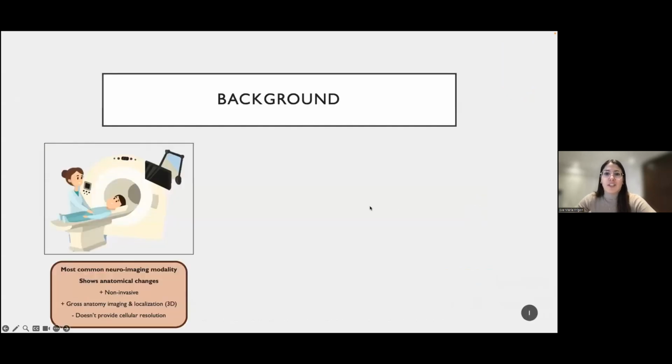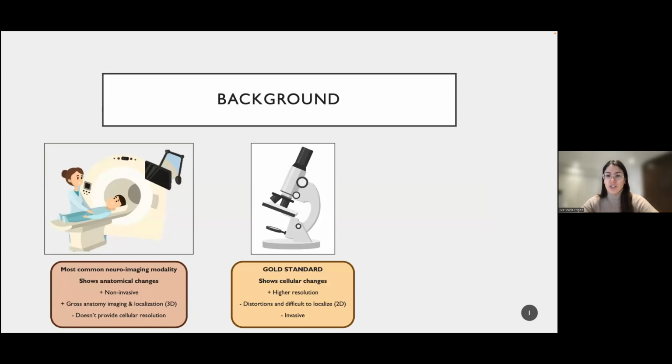So as you all know, MRI is the most common neuroimaging modality in neuroscientific research. It is widely used for its capacity to show anatomical changes in a non-invasive way. The images obtained with this modality are generally gross anatomy 3D images, and it helps the user to be oriented in the brain. However, it doesn't provide cellular resolution, and to have such resolution, microscopy of histology sections is still the gold standard to show cellular changes happening in normal aging or in neurodegenerative brains.